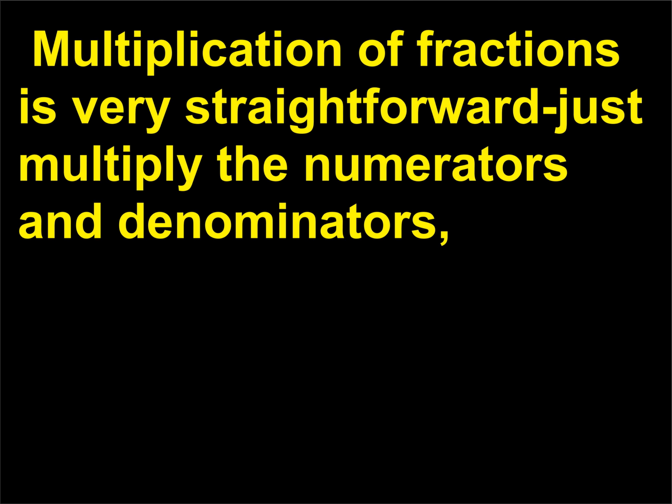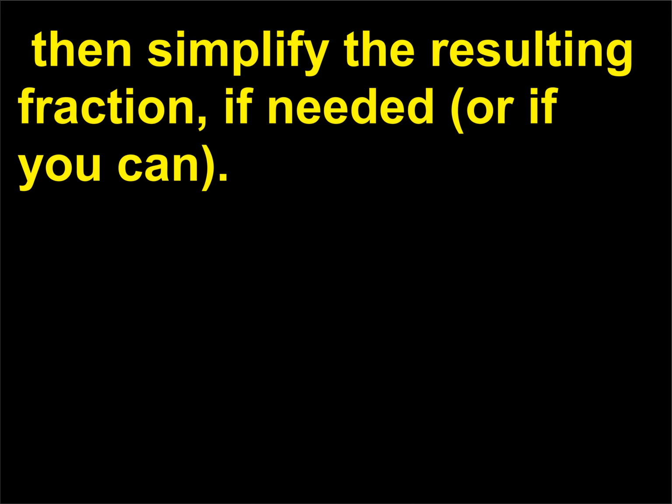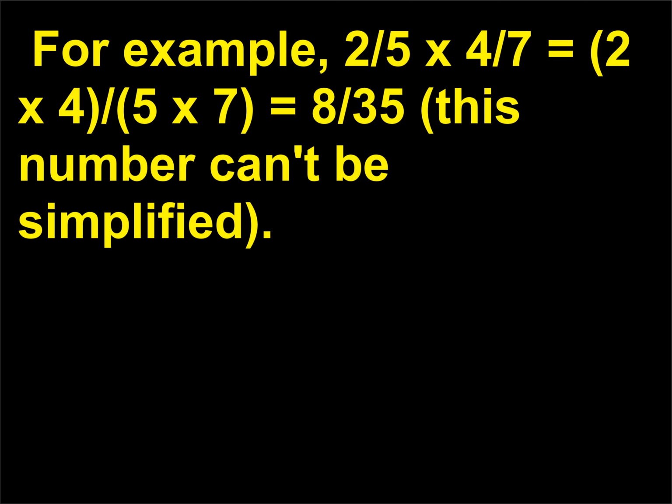Multiplication of fractions is very straightforward, just multiply the numerators and denominators. Then simplify the resulting fraction, if needed, or if you can. For example, 2/5 x 4/7 equals 2x4 slash 5x7 equals 8/35. This number can't be simplified.